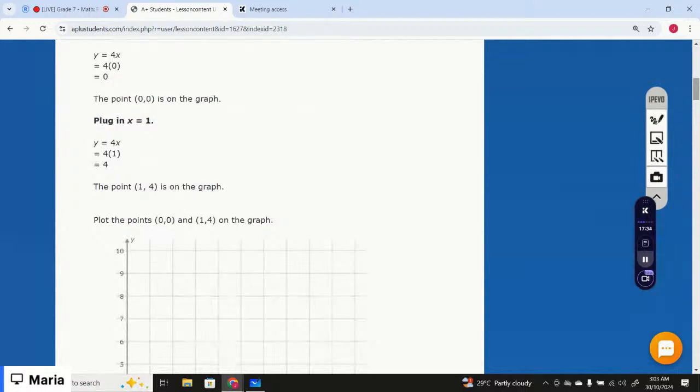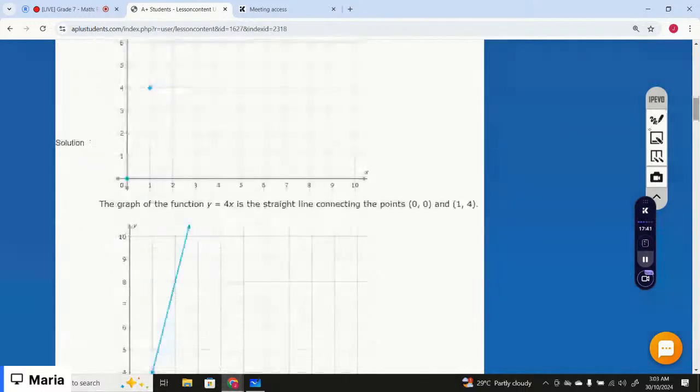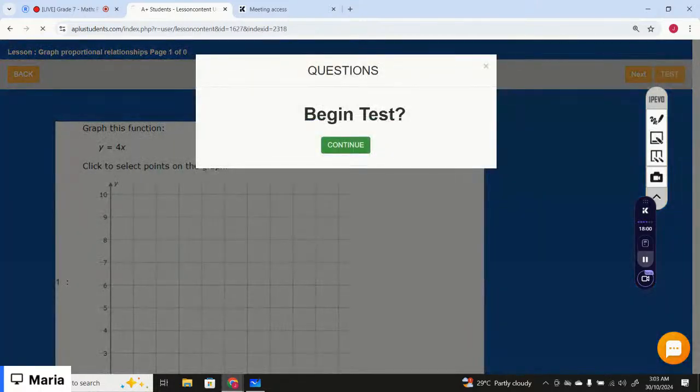So we have 2 points now. They are 0, 0 and 1, 4, right? So just use these 2 points, 0, 0 and 1, 4, and plot a graph. Here is the point 0, 0. Here is 1 and 4. So just make a graph. Connect them and make a graph, right? Let's just start with the test questions.